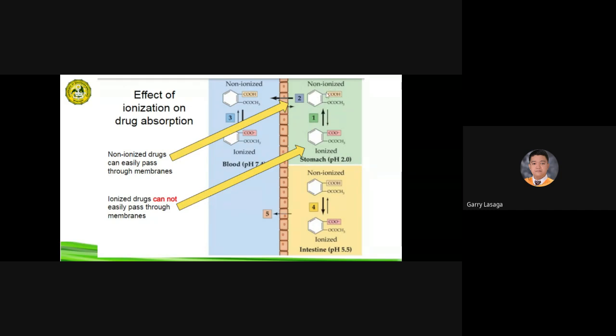So for example, this drug here at number 2, since this is an unionized drug, it is a weak acid. Now, since it is placed in the stomach, which is also an acidic environment, this acidic drug can pass through the cell membrane, and this drug will be ionized in the blood because the blood has a pH of 7.4. In the intestine, the non-ionized form of the drug will be ionized, and the ionized form of the drug cannot pass through the cell membrane.